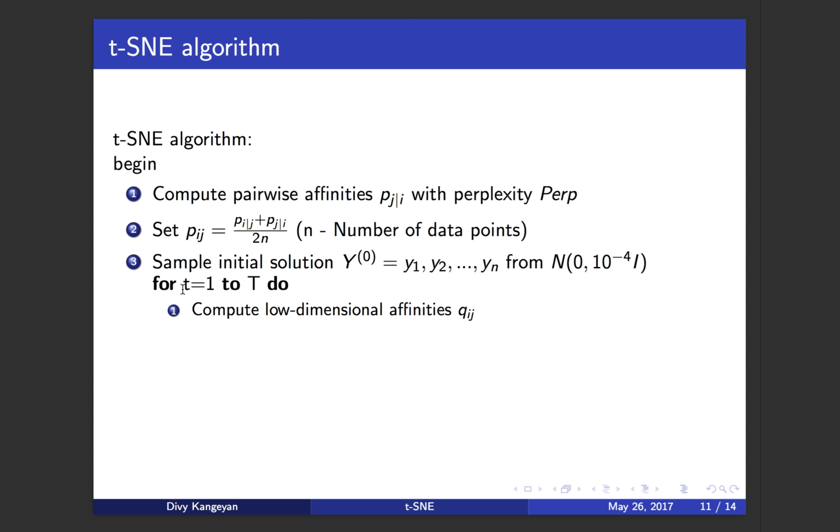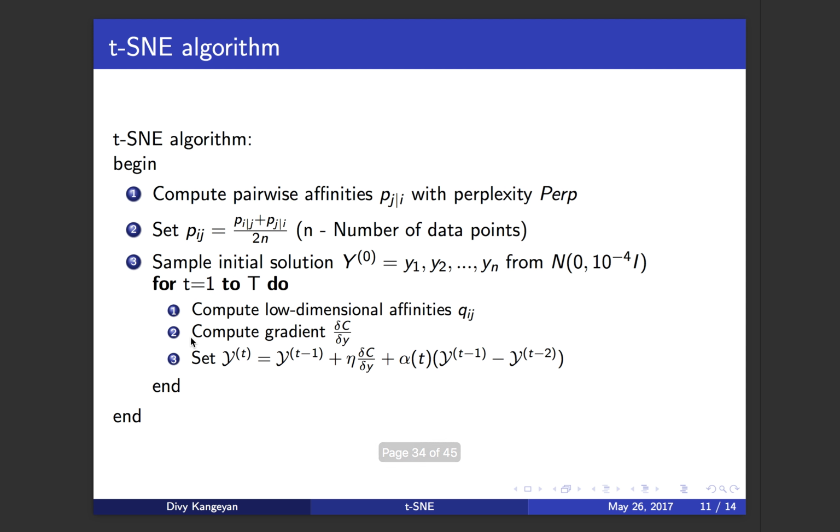And then you start the iteration. For t equals 1 to capital T, which is the maximum number of iterations, first you compute the lower dimensional affinities Qij. In the first iteration, you will calculate it from the initial solution, which you sampled from a normal distribution. And then you compute the gradient delta C divided by delta Y, which is through the KL divergence. And then you use the gradient descent formula to get the solution at the t-th iteration.